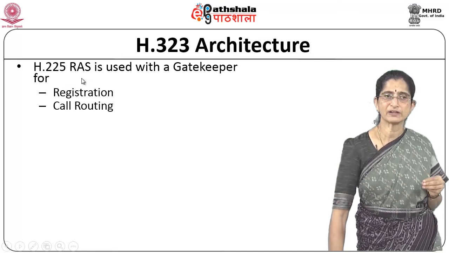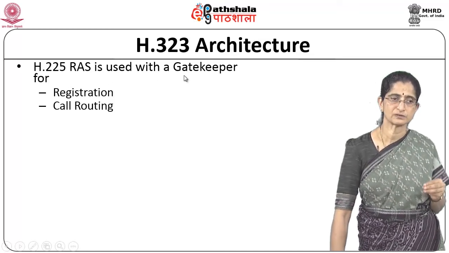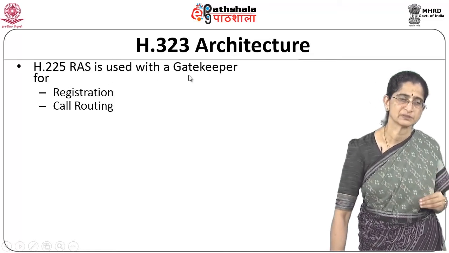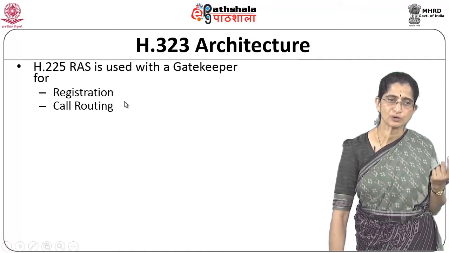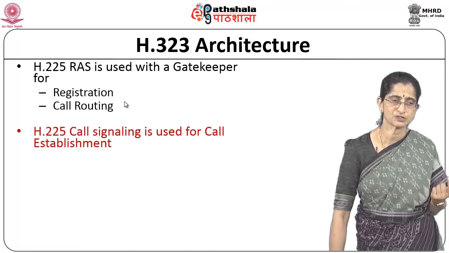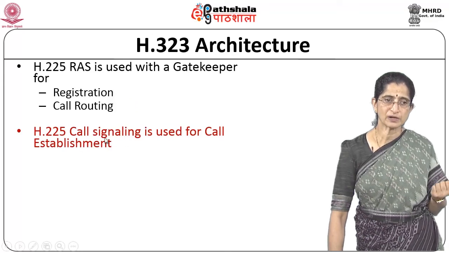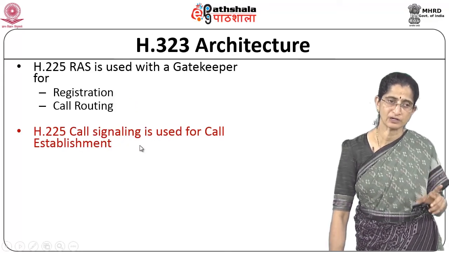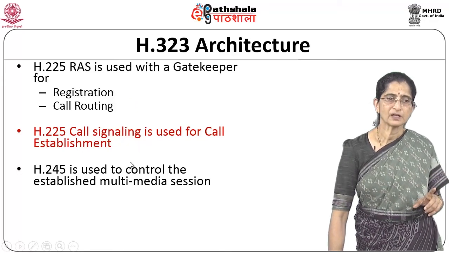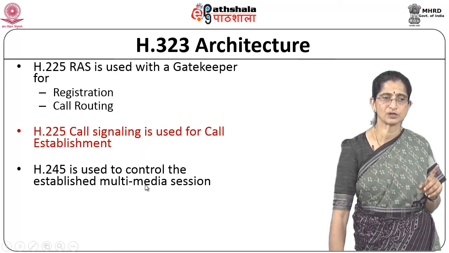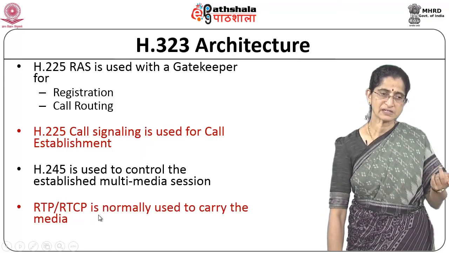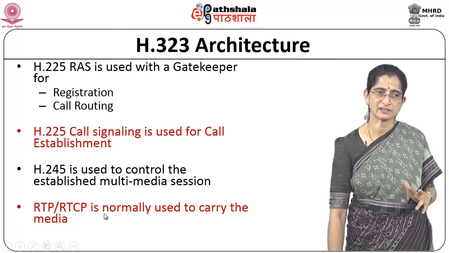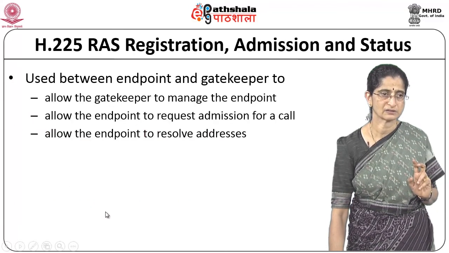So the H.225 RAS, right? That is used to talk to the gatekeeper. For what purposes? There are two purposes. One is for registration and one is for call routing. Those are the two things for which it's used. The H.225 call signaling is used for call establishment, and H.245 is used to control the established multimedia session. And as we said, RTP and RTCP will normally be used to carry the media.